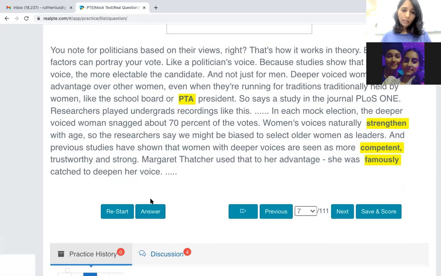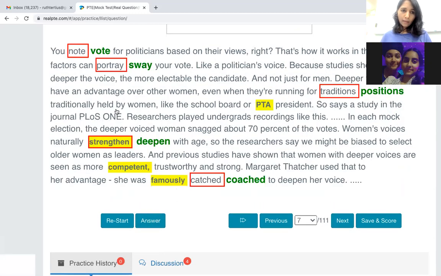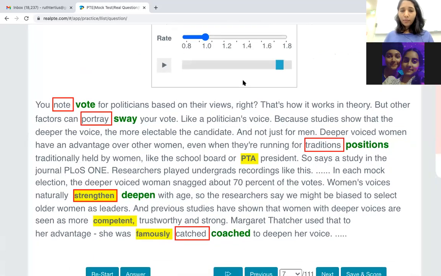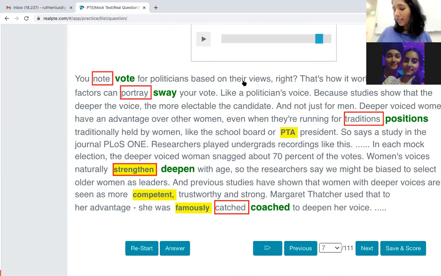So if you look at the answer, it was vote and note, portray and sway. So we got 1 negative marking. We've got 1 correct answer. So we've not got anything. Okay. So we have to practice this as well. So please write down that you have to practice fill in the blanks of listening, as well as highlight incorrect words. So your listening module has to be practiced.